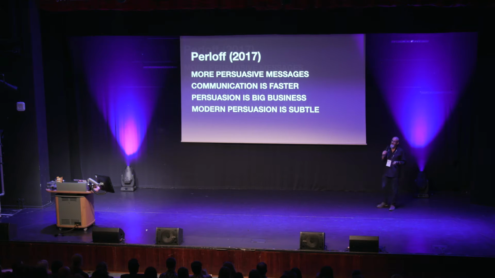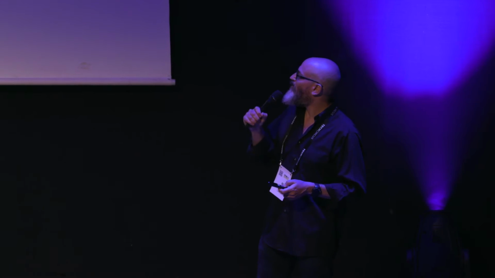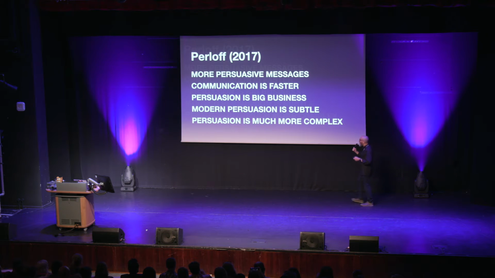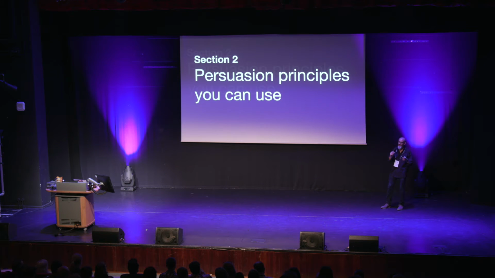And modern persuasion is really subtle. Subtle is a very key word that you're going to keep hearing me saying. Light is better. And persuasion is much more complex. It's much more multifactorial. There is so much going on in the persuasive world today. So once you take all of that, we really need to start thinking, how can we move forward from Cialdini? How can we leverage other psychological principles to get the persuasion that we need?